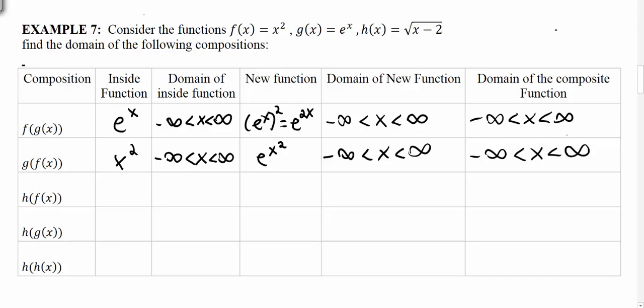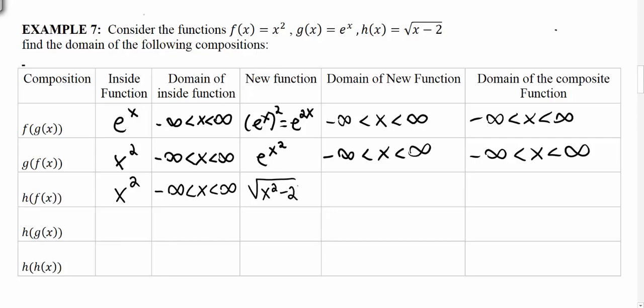When we get to h of f of x, things start to change a little bit here. So f of x, again, the inside function, is x squared. And so the domain of that is all real numbers. However, our composite function now, we have to plug x squared into the square root of x minus 2. So we get the square root of x squared minus 2.